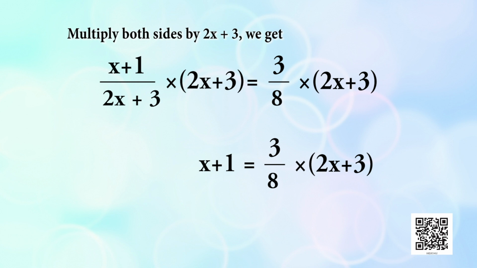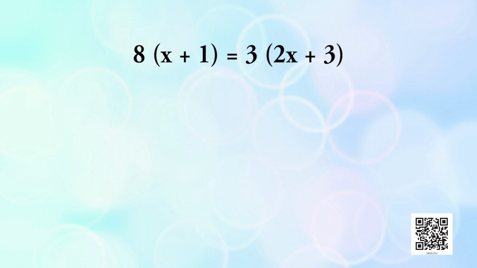We get x + 1 = 3/8 times (2x + 3). Now we have a linear equation which we know how to solve. First multiply both sides by 8. It becomes 8 times (x + 1) is equal to 3 times (2x + 3). That is, 8x + 8 = 6x + 9.